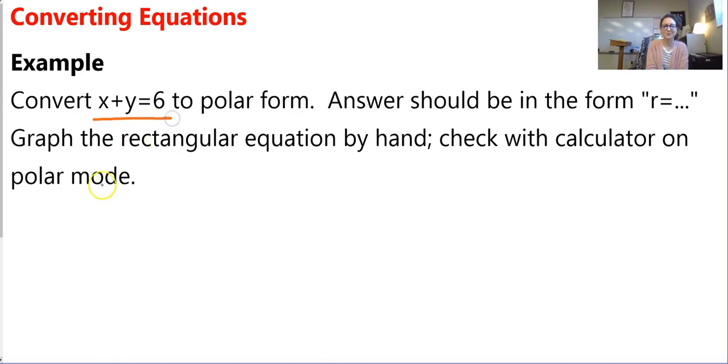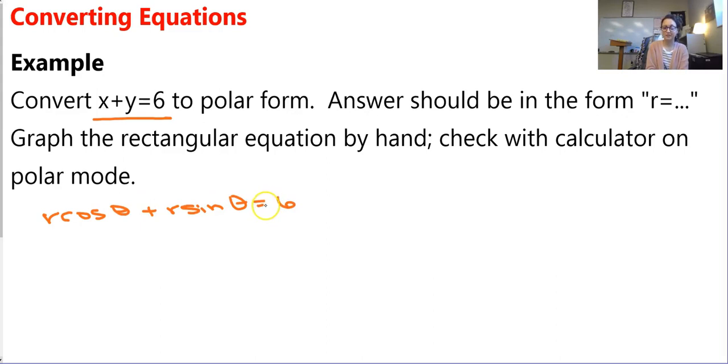x + y = 6, and we're going to convert to polar, and I'm going to show you how to check on Desmos, okay? So x was equal to r cosine of theta, plus y was equal to r sine of theta, right? And I have that is all equal to 6.